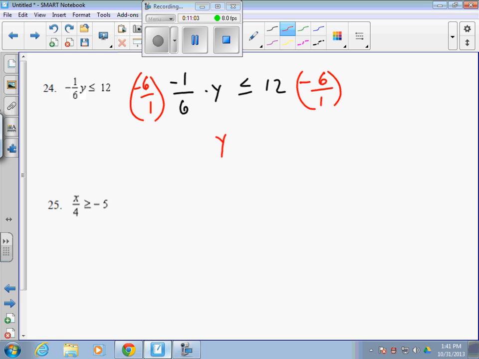12 times -6, well, we know 6 times 2 is 12, and 6 times 1 plus 1 is going to be 72, and it'll be a -72. But again, here is the instance where we multiplied by a negative number, so you have to reverse the symbol, less than or equal to, and call it greater than or equal to -72.